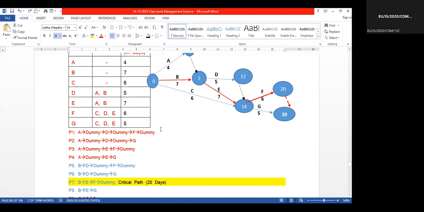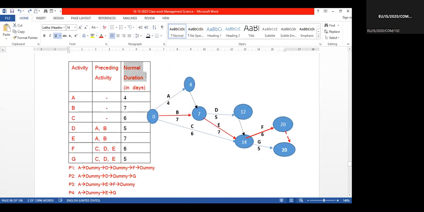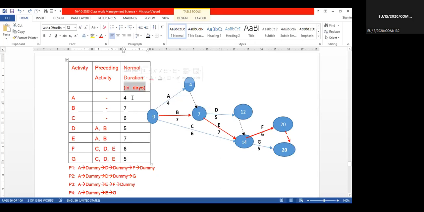So in that way, we first have to know the network diagrams. I have given the normal durations. Normal durations mean the time required to complete the activity. The time unit is days. In a normal circumstance, how many days are required to complete activity A? 4 days. Then activity B, 7 days. Activity C, 6 days. Activity D, 5 days. Activity E, 7 days. Activity F, 6 days. Activity G, 5 days. So these are the individual times required to complete the activities.